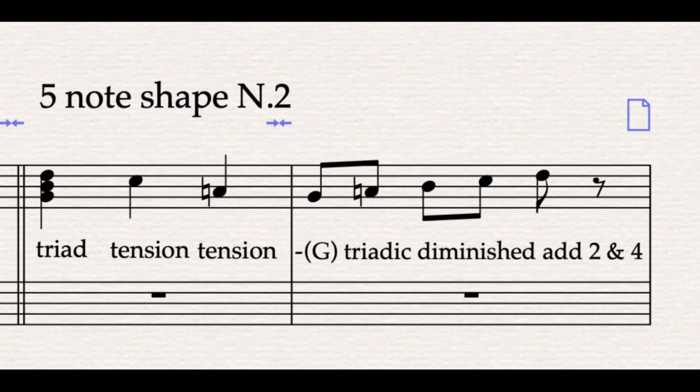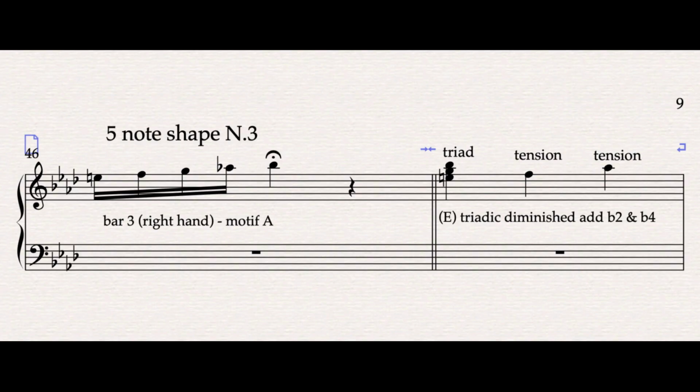What I call a triadic diminished shape. It features a diminished triad, the G diminished triad, and 2 tensions, the A natural and the C natural, which are respectively a major second and a perfect fourth, to the tonic of the triad, the note G.